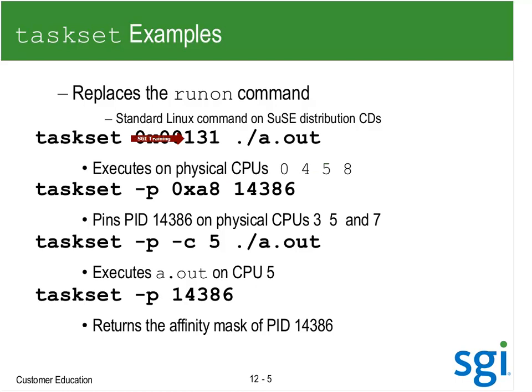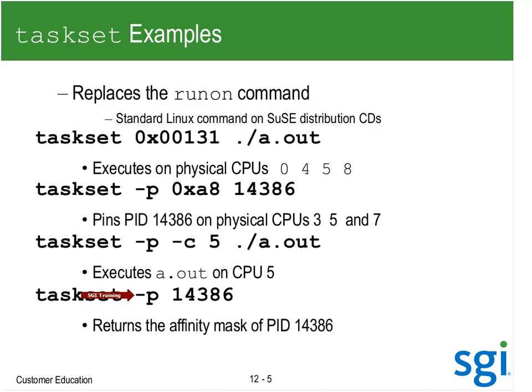Now I thought this strange, taskset -p, normally after a -p you have the PID, but the way this command works is it's the mask and then the PID. So the A8 is going to put me on CPUs 3, 5, and 7. I can also do it by CPU number. And then lastly, I can get the affinity mask with the taskset -p.